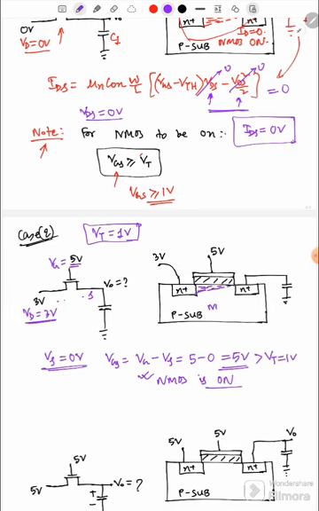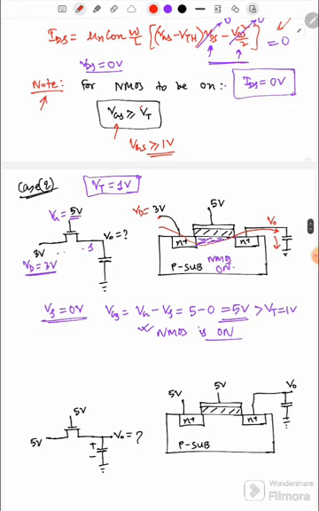Channel will form, NMOS is on. And the drain voltage is also greater than 0. That means there is a conducting path and there is some voltage applied at the drain. So the capacitor starts charging. So how will this capacitor charge?